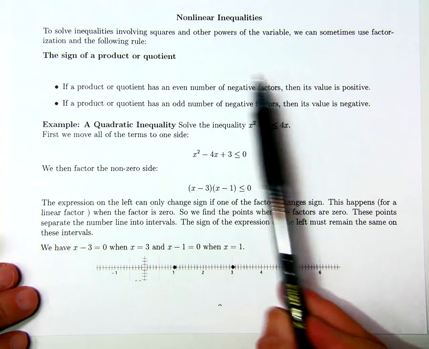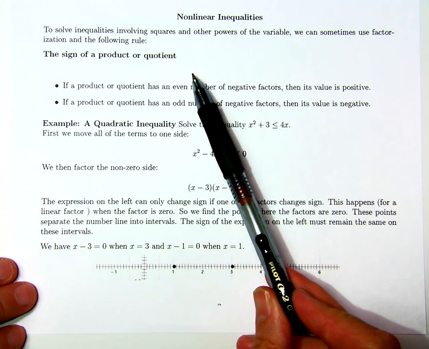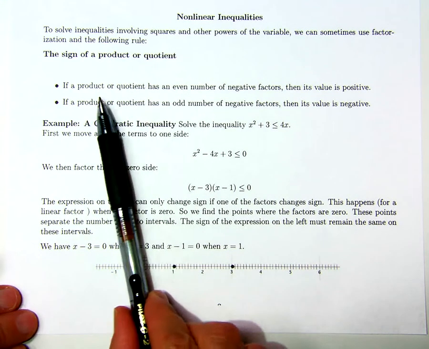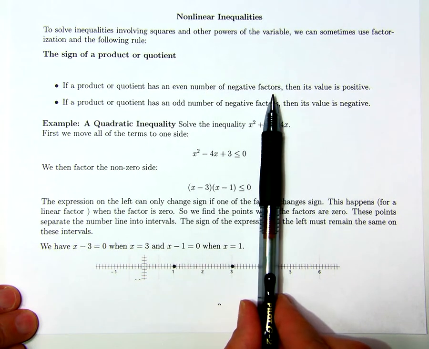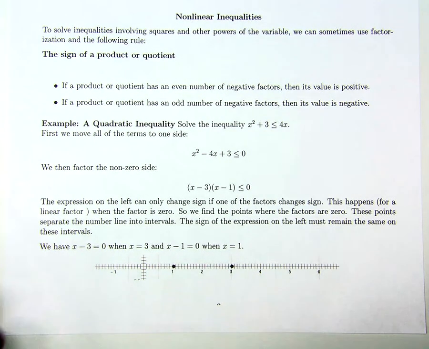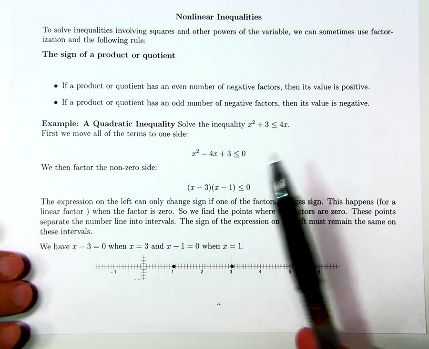And then we're going to use this rule, and it's an obvious rule. If the product or quotient has an even number of negative factors, then its value is positive, because a negative cancels a negative. And if the product or quotient of a number of factors has an odd number of negative factors, then its value is negative. So multiply an odd number of negatives together and you get a negative. Multiply an even number of negatives together and you get a positive.